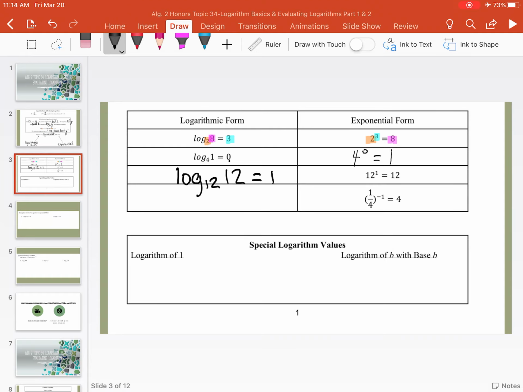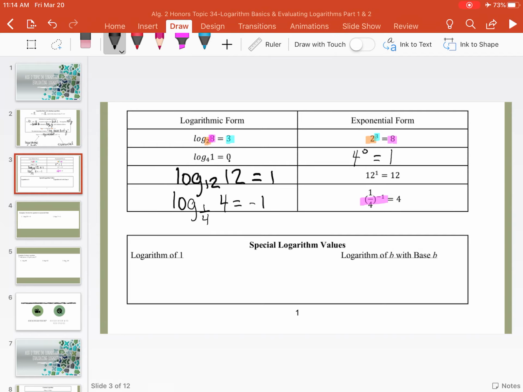Now, sometimes we're given a fraction, we're given negative exponents, that's okay. This is the same thing as saying log base 1/4 of 4 equals -1. So 1/4 raised to the -1 power equals 4. So notice here we do have to think about our properties of exponents. They come back.